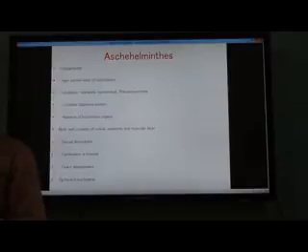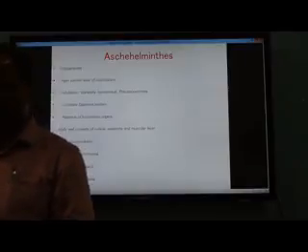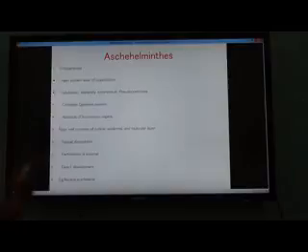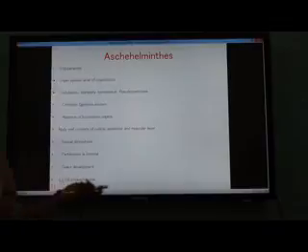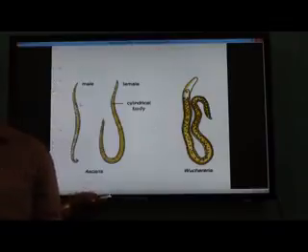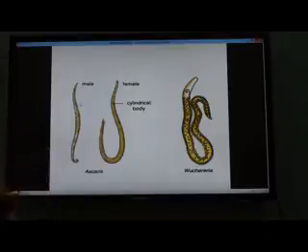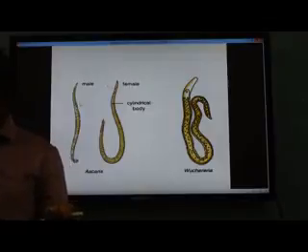They have organ system level of organization. These are the characteristic features of the Aschelminthes. They are triploblastic, with bilateral symmetry. Pseudocoelomate means the body cavity is not completely lined by mesoderm. They have a complete digestive system and locomotory organs. Body wall consists of cuticle, epidermis and muscular layer, and sexual dimorphism. Fertilization is internal, with direct development. Examples: Ascaris and Wuchereria. These are disease-causing organisms, causing Ascariasis as well as Filariasis.